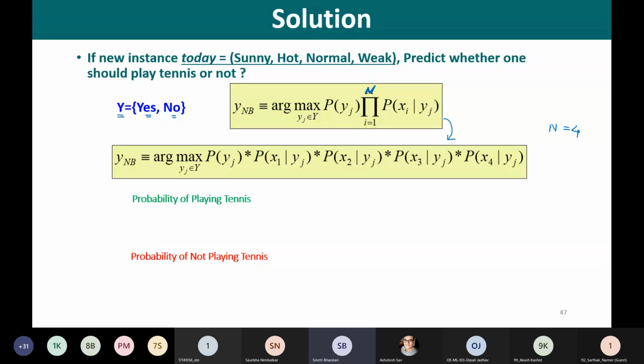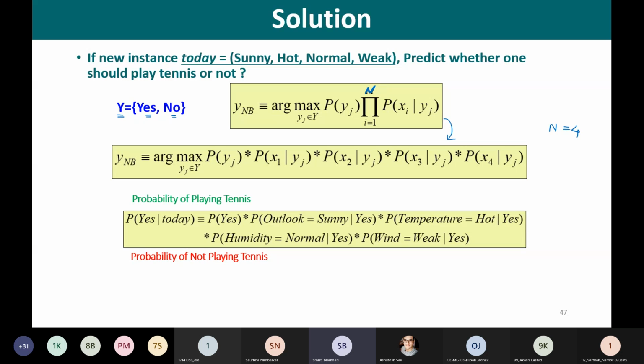Okay, so how are we going to do that? Simply see here, we are going to compute the probability of playing tennis as the probability of yes given today. What is this today? Today is the instance for which we would like to predict. So the probability of yes given today is computed as the probability of yes. This yes is my yj, and this today is actually my x.